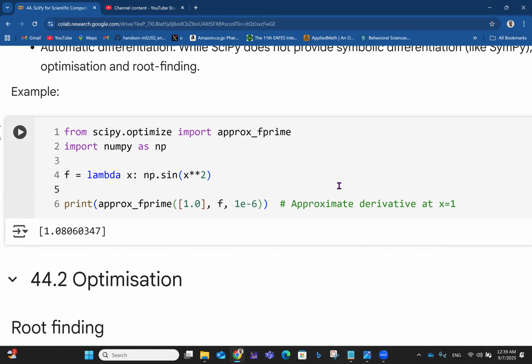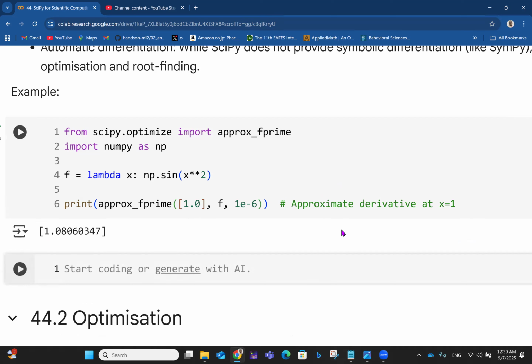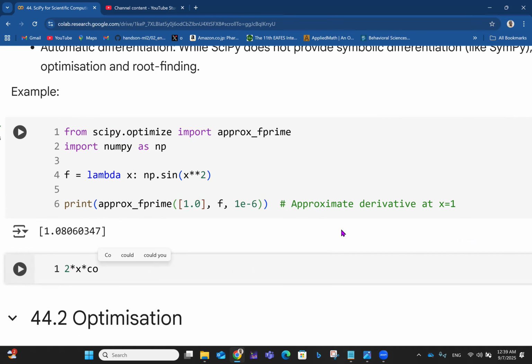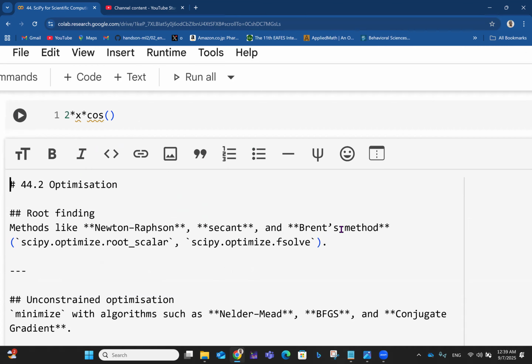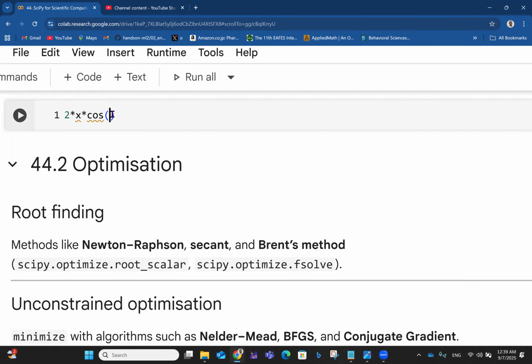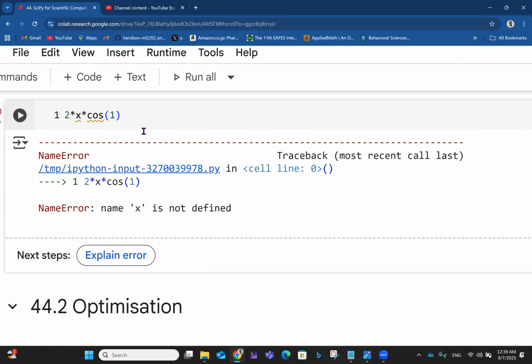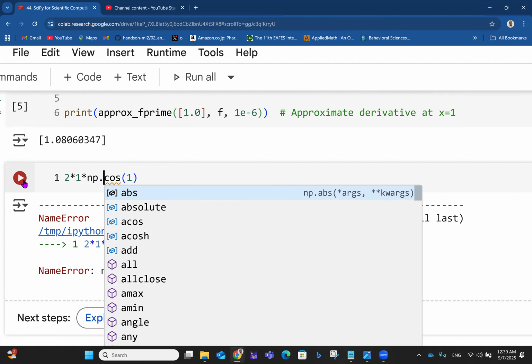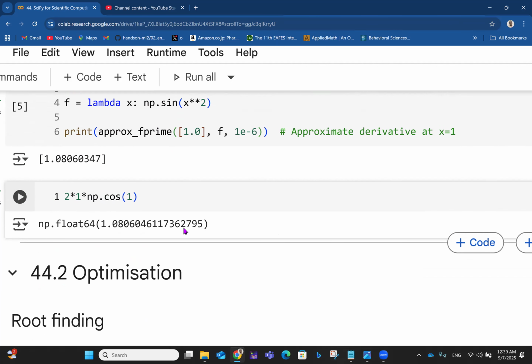Okay, can we try to evaluate this? Let me create a new cell and just see, since we know the answer directly, can we just write 2 times x times cos 1? I think it's going to work in radians. Okay, I've not defined the x. 2 times 1 times cos 1, yes. Okay, I need to get cos from numpy, right? So you see the result now.